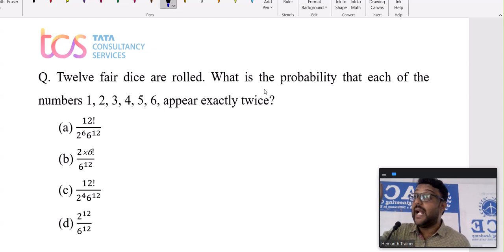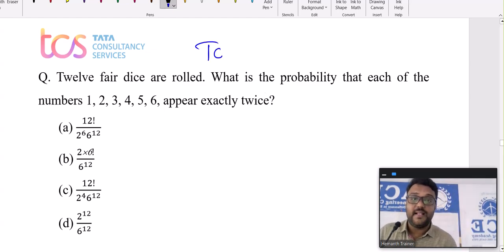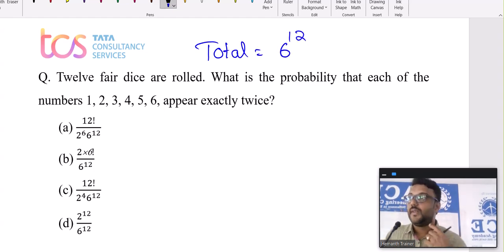Practically, they use the word and. There is not only one event, 2 events are happening, which means and. That is why when 3 dice are thrown, first die 6, second die 6, third one 6, it's not 18. It is 6 into 6 into 6. You are not throwing only one, you are throwing 3 dice. First one 6 and the second one and third one, 6 into 6 into 6. That's the total. Here, how many dice? 12 rolled means 6 power 12. That is what you can see in all options, 6 power 12 in the denominator.